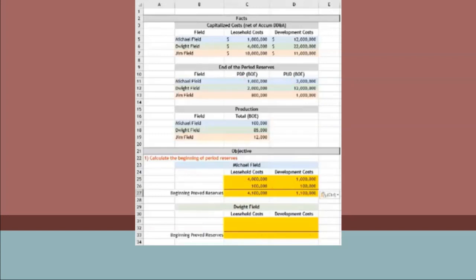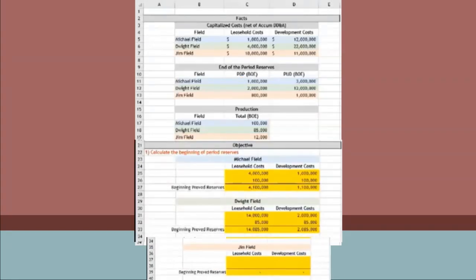Looking at the development costs for the Michael field, it's just going to be the proved developed producing that we're pulling from. That's why this is only $1 million. If you look back at the end of period reserves, it's the $1 million, but you still have to add back the 100,000 production for the period. So we end up with 1.1 million. You do the other two the exact same way, so I'm just going to quickly drop these guys in.